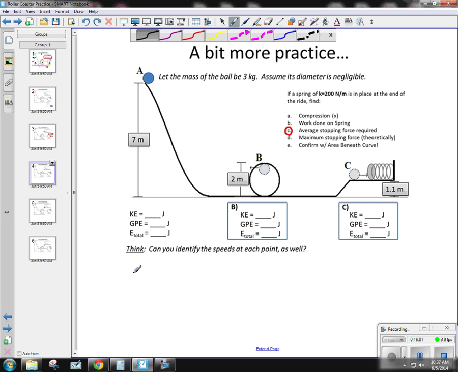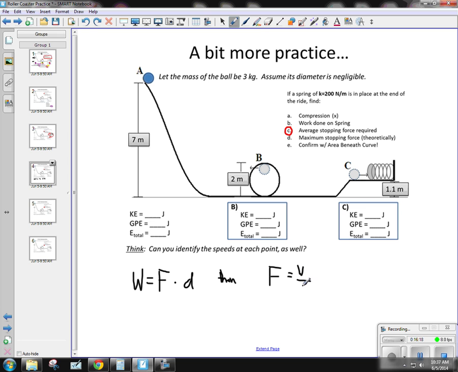So average stopping force. If work is force times displacement, then I want to isolate force, divide that displacement over. The force is the work done, in this case on the spring, divided by that maximum displacement. Now this is an average force. That's why I asked average stopping force. Because as you start to compress this spring, the force is 0. Once you get to the end of it, the force is much greater than the average force.